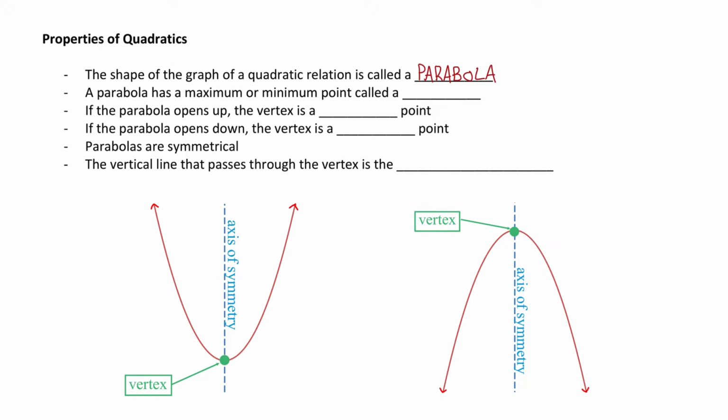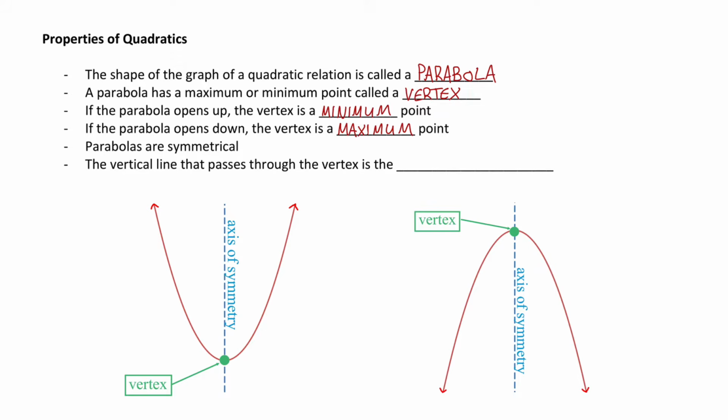And all parabolas have a maximum point or a minimum point called a vertex. Now, if a parabola opens up, like this parabola here on the left, the vertex is at the bottom of the parabola, so it's a minimum point. But like the parabola on the right side, if it opens down, then the vertex is at the top of the parabola, so it's a maximum point.